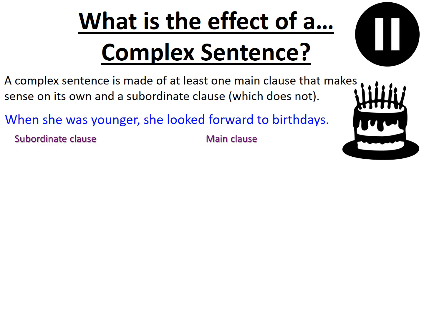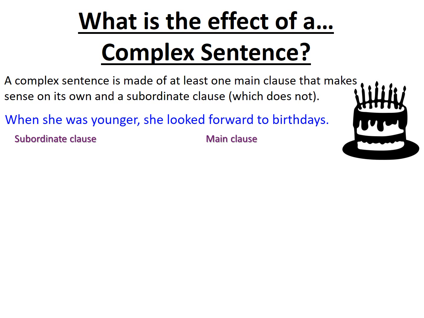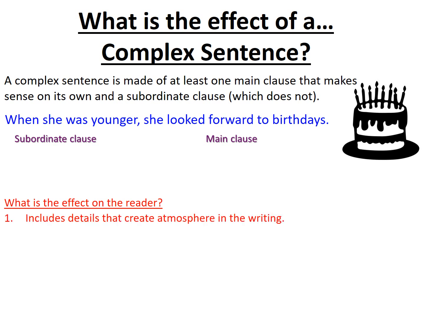Hit pause now and consider what the effect is of using a complex sentence like this. And also feel free to hit in the comments below later on in this video any other additional reasons as to why a complex sentence might exist that maybe I haven't shared in this video. So what are the effects on the reader? As we see with the example, by adding and including details, we're creating atmosphere in the writing. From the example I shared, it suggests that she doesn't enjoy birthdays anymore. There's something quite sad about them. So I'm intrigued. Why is that? It heightens the curiosity of the reader.